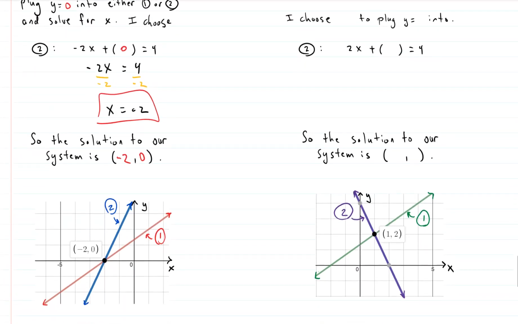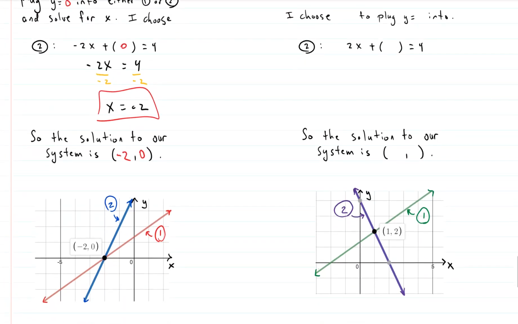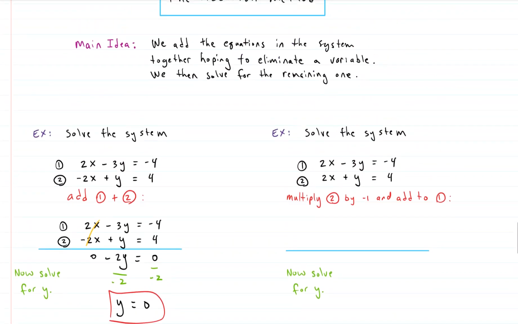And if we look at a graph, you can see here's equation 1, here's equation 2. They're the lines. They cross where? One point, and that point is -2, 0, just like we had in our answer. Not bad at all, right? Well, let's try this again with a different problem.